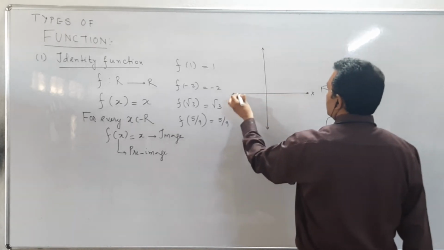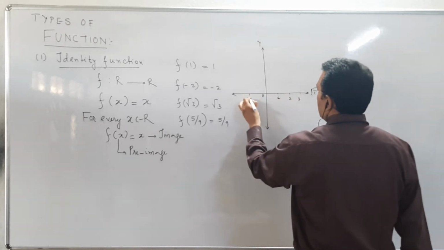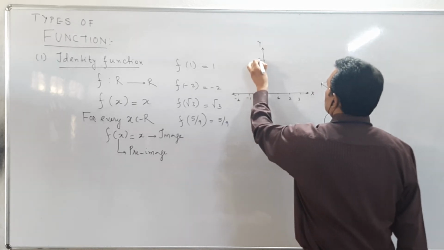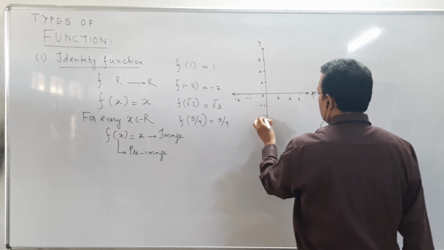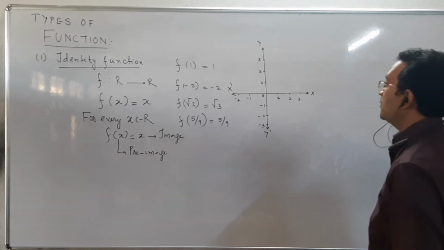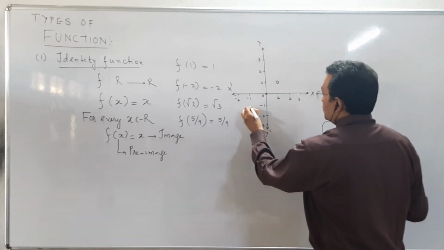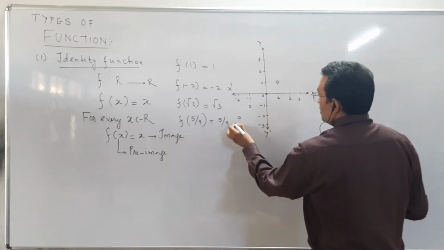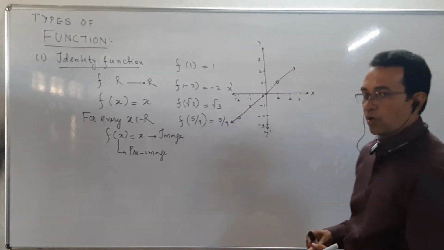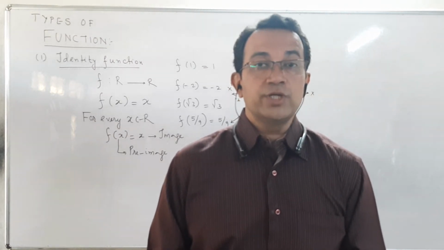So this is x and so this is y. 0, 1, 2, 3, minus 1, minus 2. Here 1, 2, 3, minus 1, minus 2, minus 3. Negative side of x axis and y axis. F of 1 is 1, f of 0 is 0. And f of minus 2 is minus 2, f of minus 1 is minus 1. So, graph of identity function will always be a line passing through origin.